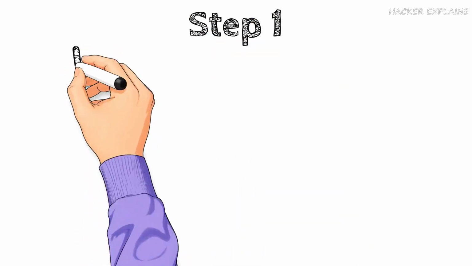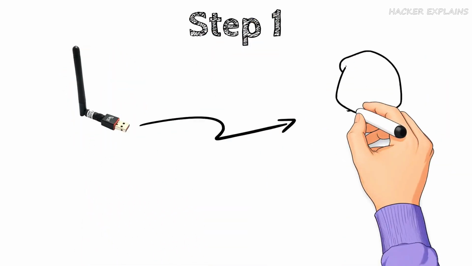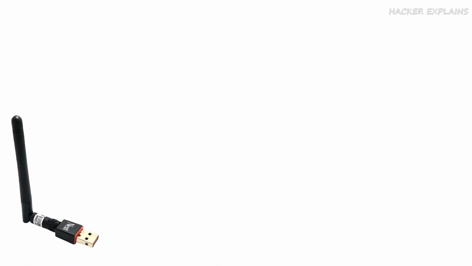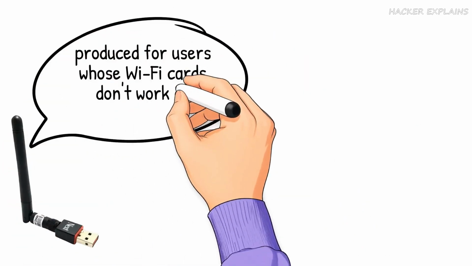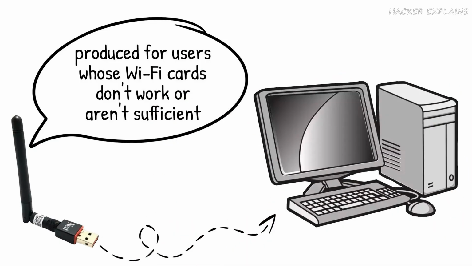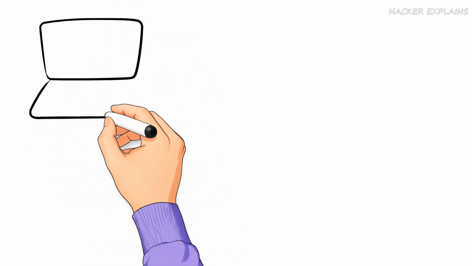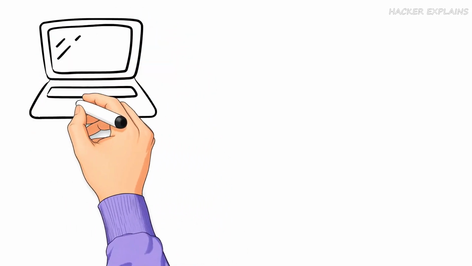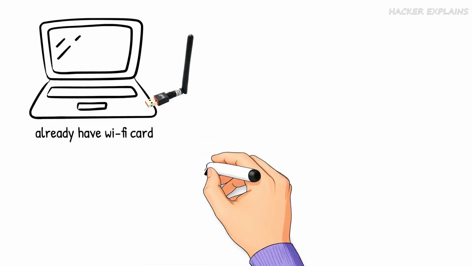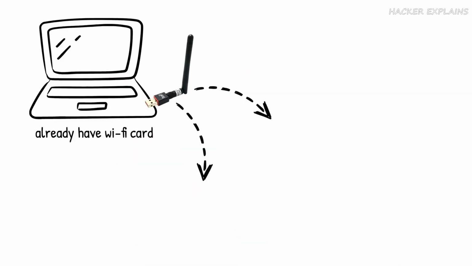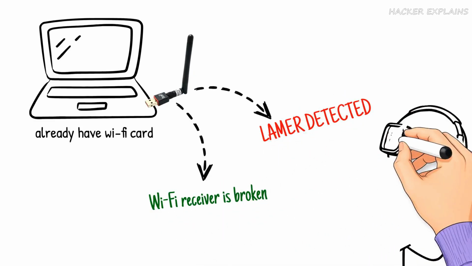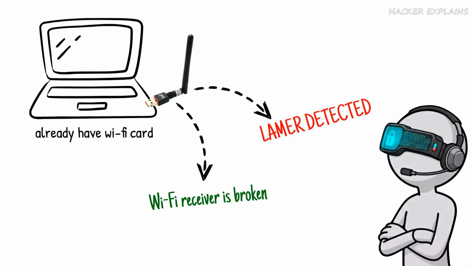Step 1. If you see someone using a Wi-Fi card in a cafe, it's worth being suspicious. These small devices were actually produced for users whose Wi-Fi cards don't work or aren't sufficient, especially for desktop computers. Laptops already have a built-in Wi-Fi card. If someone is plugging an external Wi-Fi card into their laptop, there are two possibilities. Either our friend's laptop Wi-Fi receiver is broken, or someone is up to some little mischief. It's always better to suspect the second option.